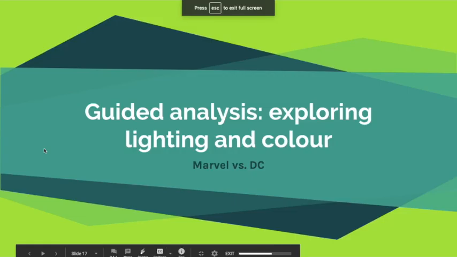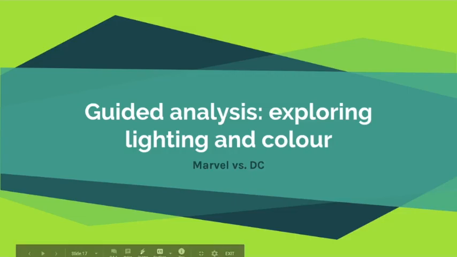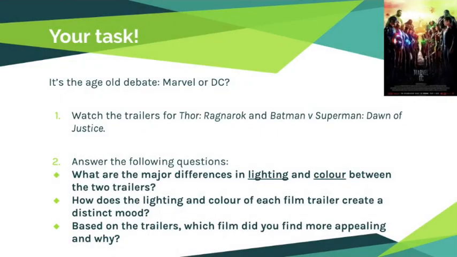So I thought I'd also just give you guys a bit of a guided analysis of lighting and color. One of your activities yesterday was to watch the trailer to Thor Ragnarok, which is a Marvel film, and Batman vs Superman: Dawn of Justice, which is a DC Comics film. And obviously that's the age-old debate, right? Which one's better, Marvel or DC? Everyone has sort of differing opinions on this.